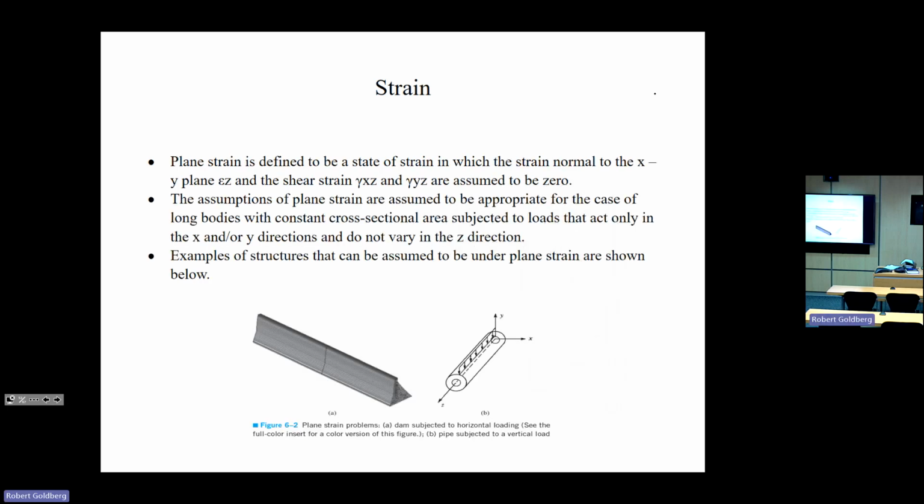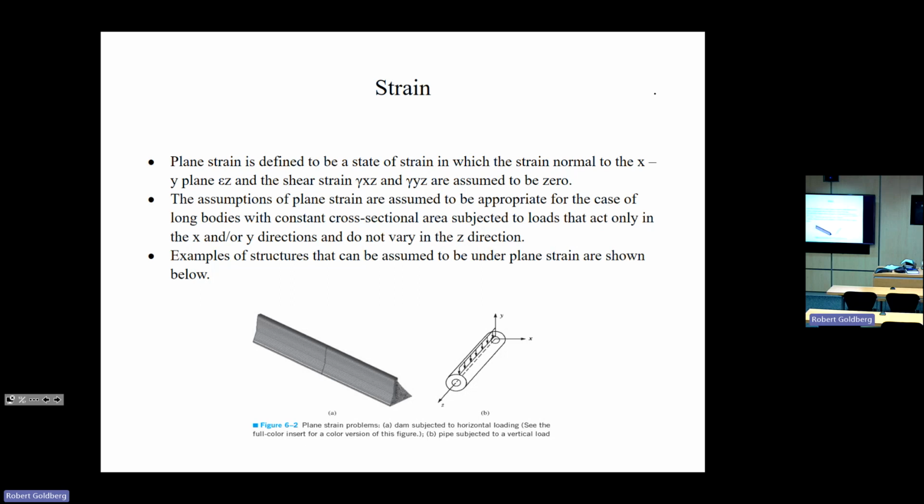Now, one note, we're probably going to do a little bit with this, but just to define the idea: similar to plane stress, there's also plane strain. Plane strain is defined to be a state where the strain normal to the xy plane is assumed to be 0, similar to plane stress, where the stress normal to the plane was equal to 0.